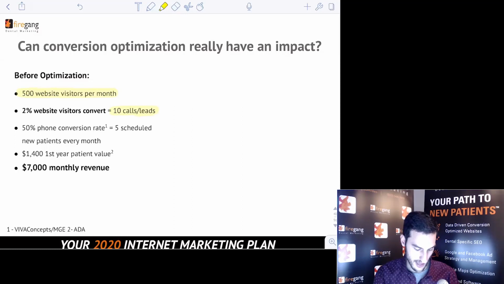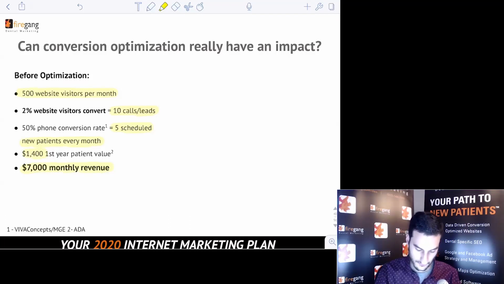Let's say that you have a conversion rate on your phones of 50%. And that goes in line with the example we had before, when we were first looking at our breakdown of new patient goals. So if we can convert 50% of our calls on the phone into new patient appointments booked on the calendar, that means we're going to get 5 scheduled new patients each month from this. If we have a $1,400 new patient value, that means we're going to generate $7,000 in monthly revenue as a result of this marketing program.